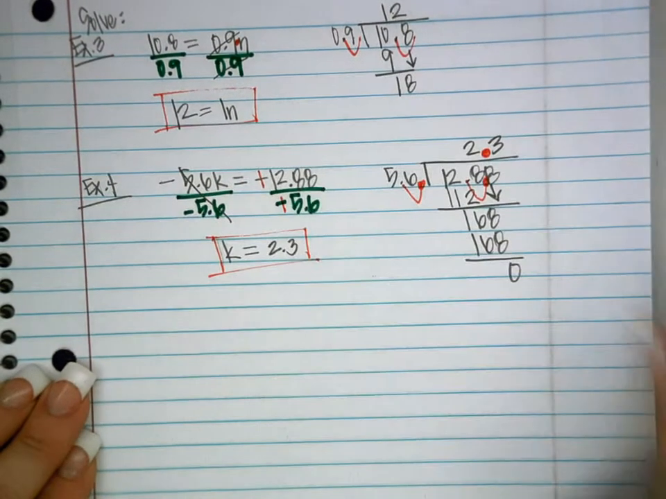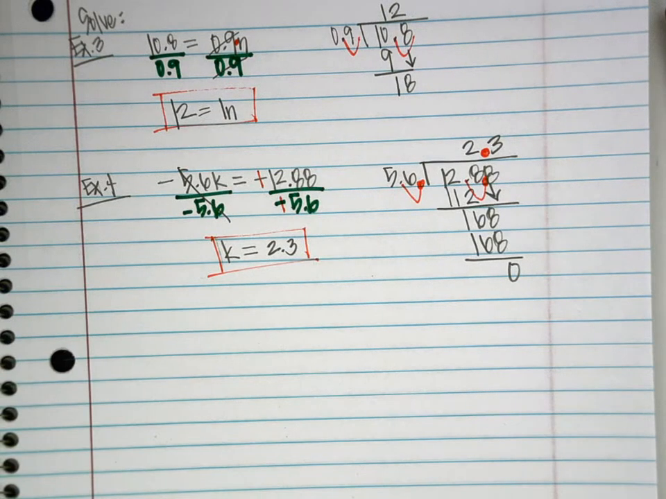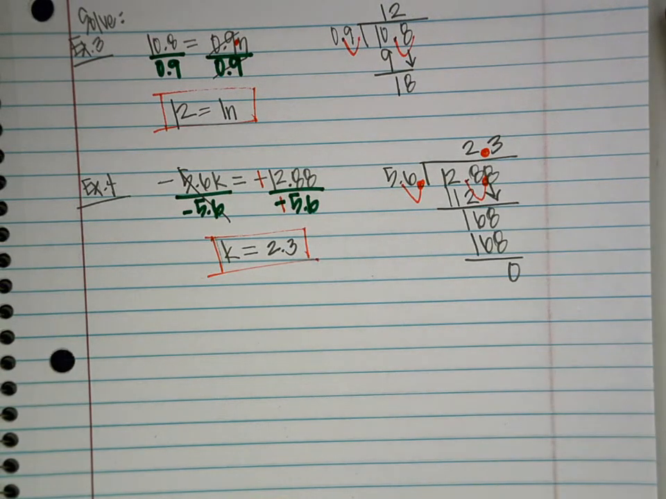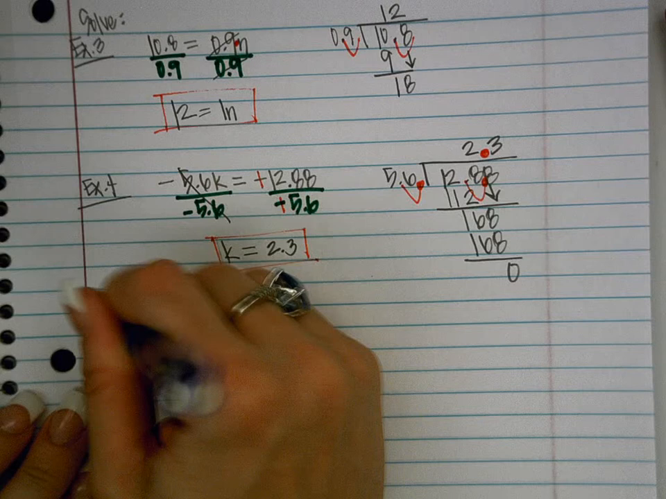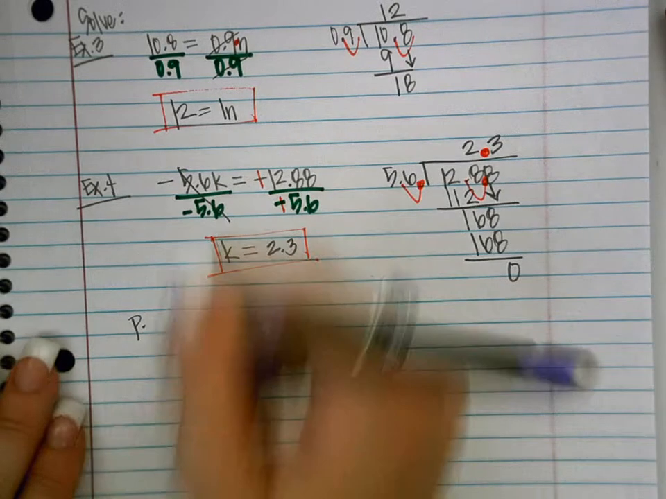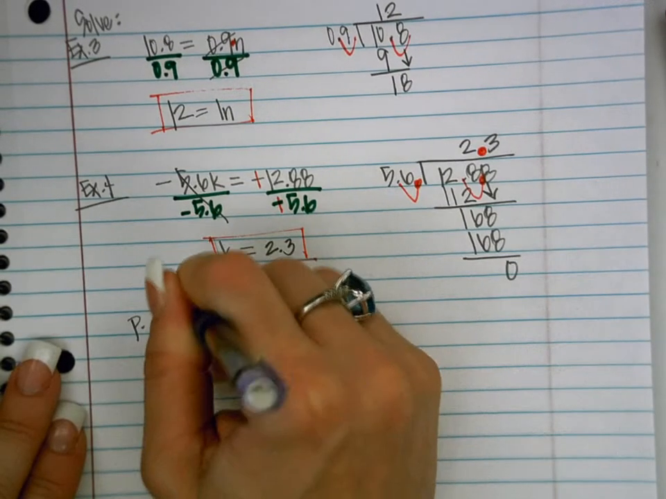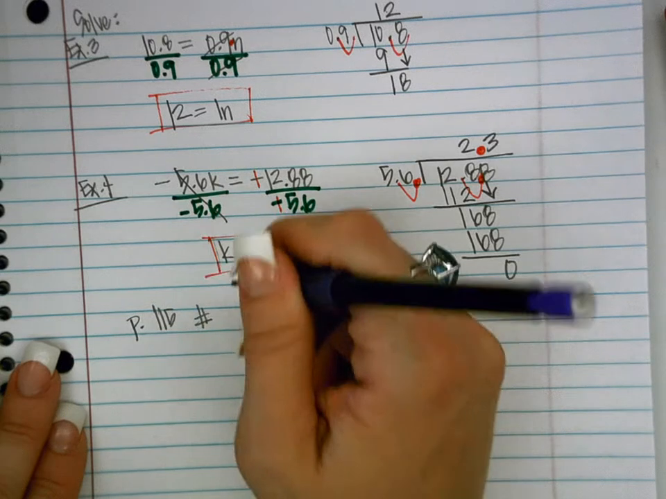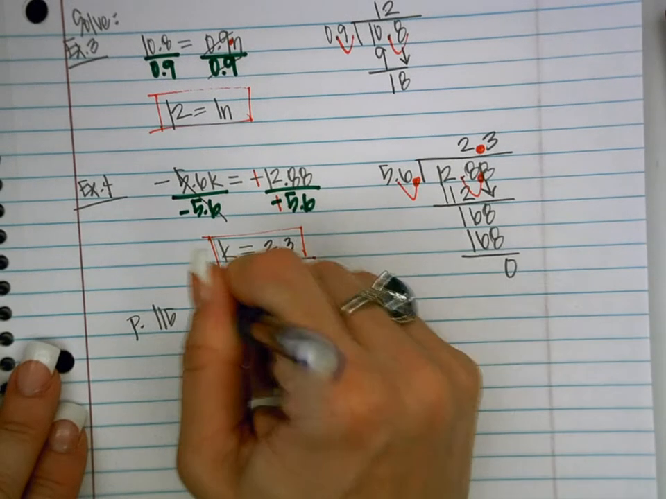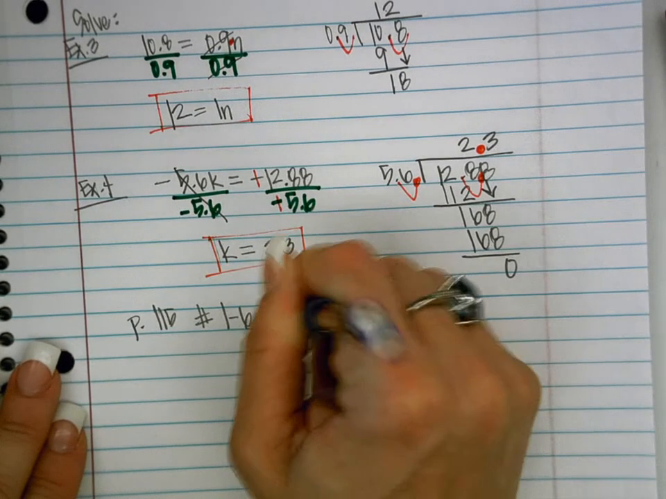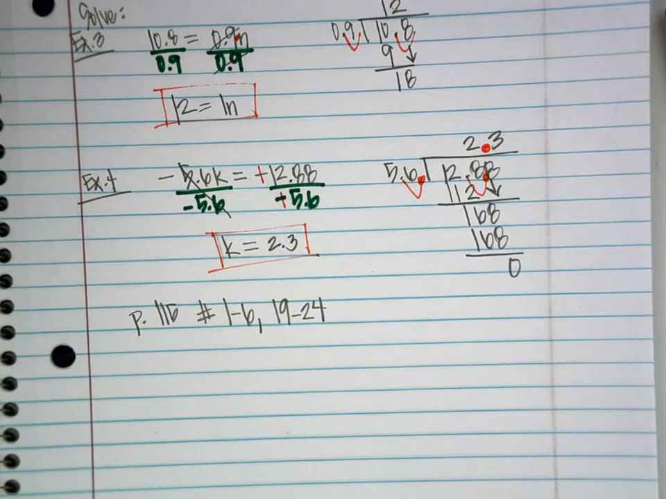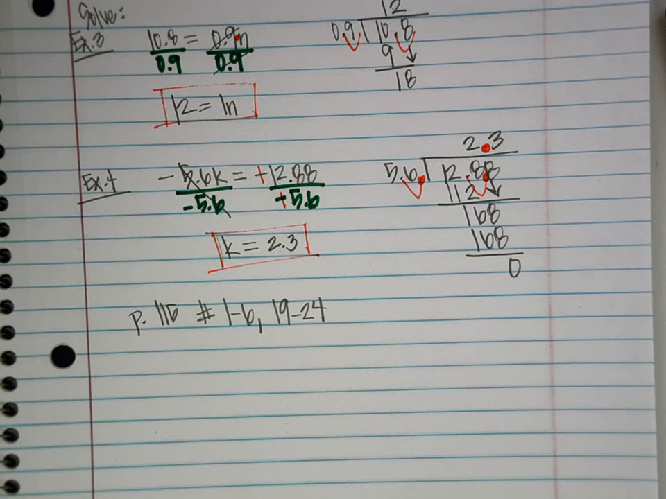Do we have questions on how I did that? Okay. For your homework, you're going to be working on page 115. Today we're going to work on numbers 1 through 6 and 19 to 24 in your book. So there's not that much in there. You probably have time to finish it in class. If you do finish it in class, let me know, and I'll give you a stamp for extra credit.